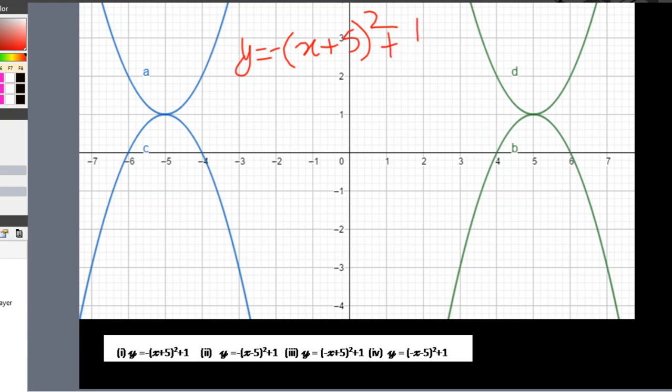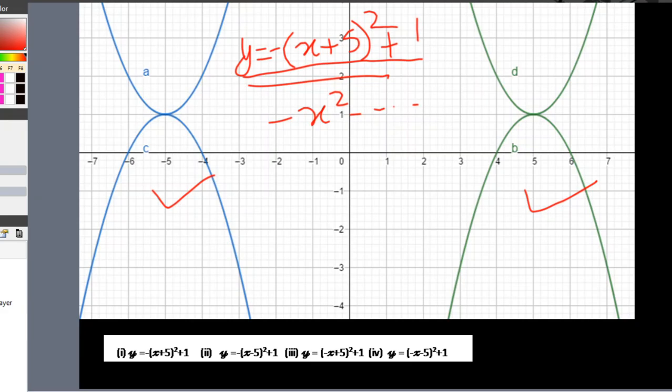The minus sign is outside of the bracket, so when we open this, we'll get minus x square, an equation in the form of minus x square. So the shape of the graph will be inverted U. So it's either this or this. Now let's see which one of these two is it.